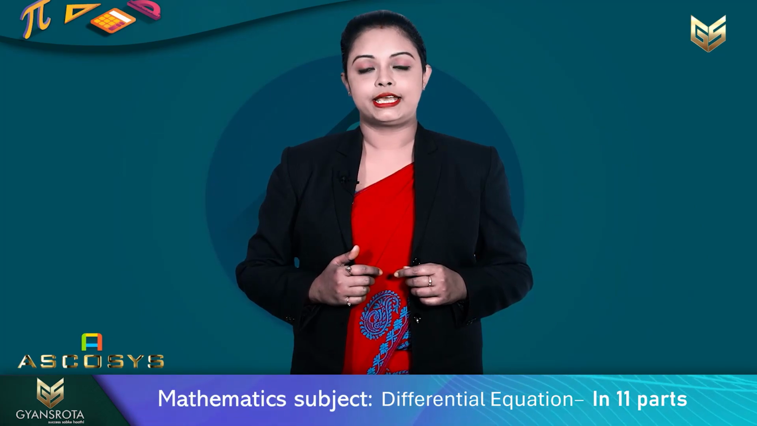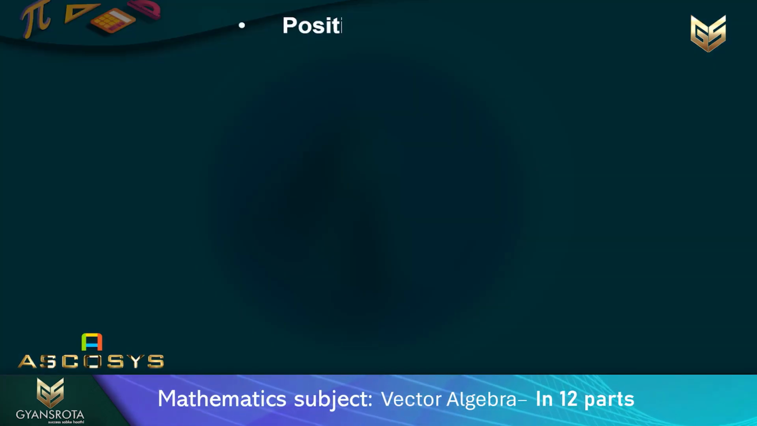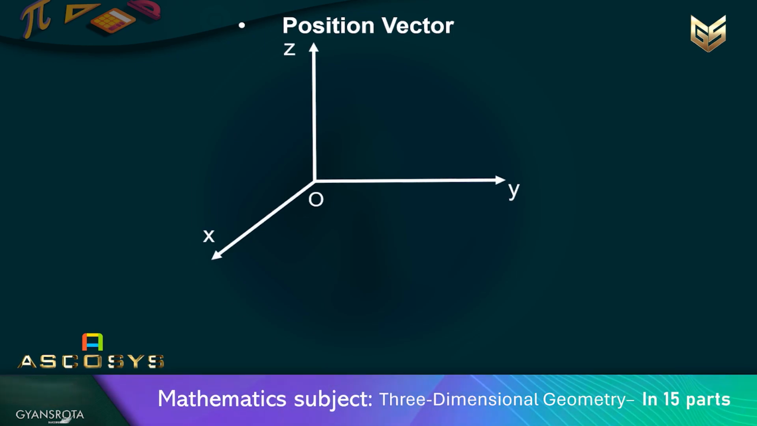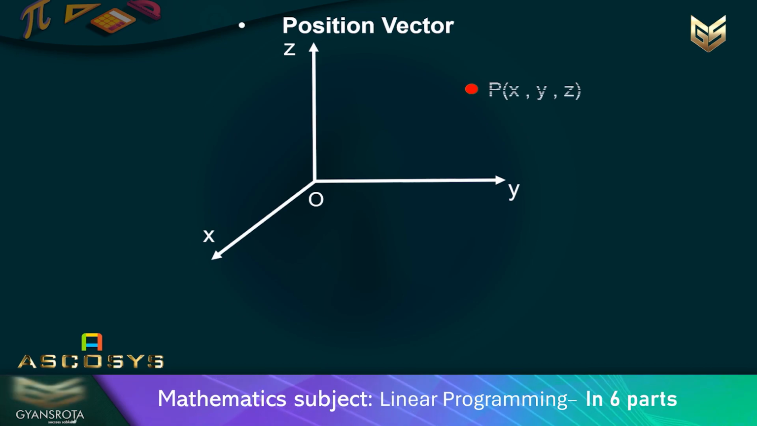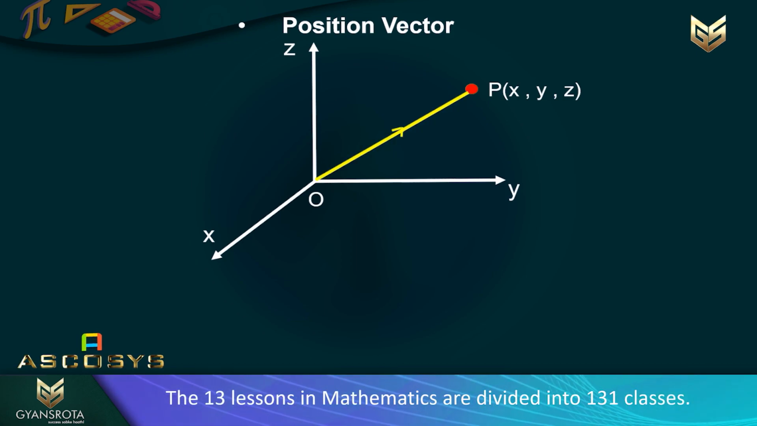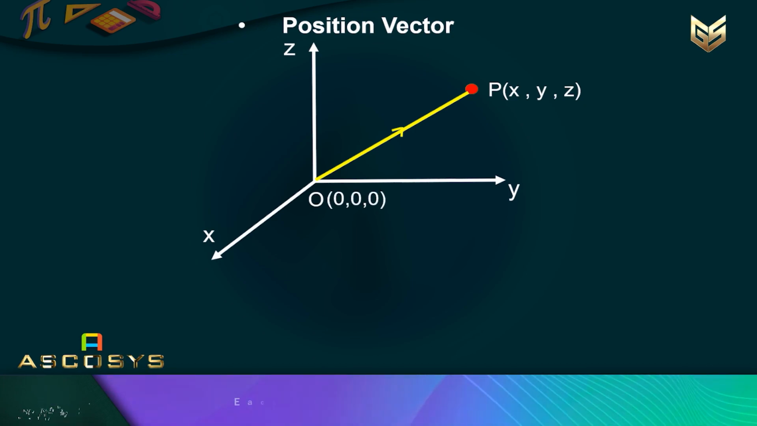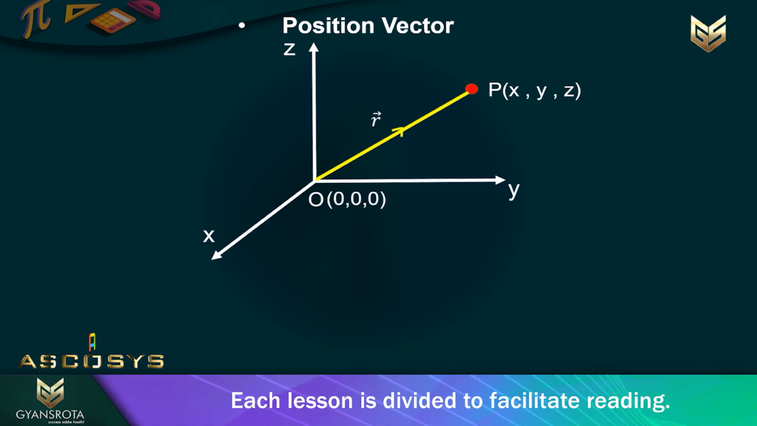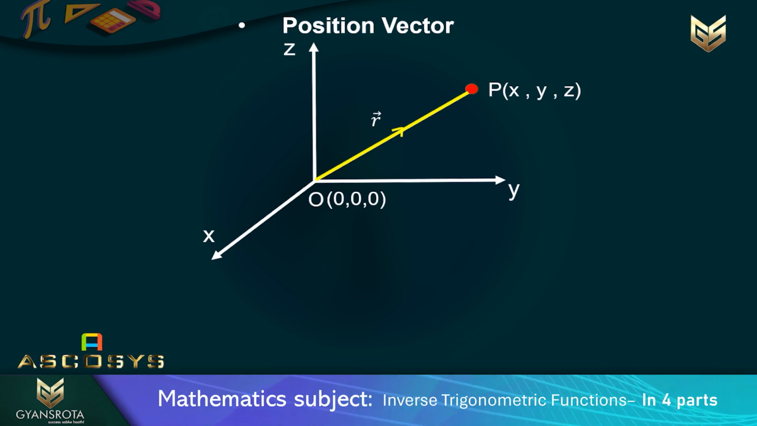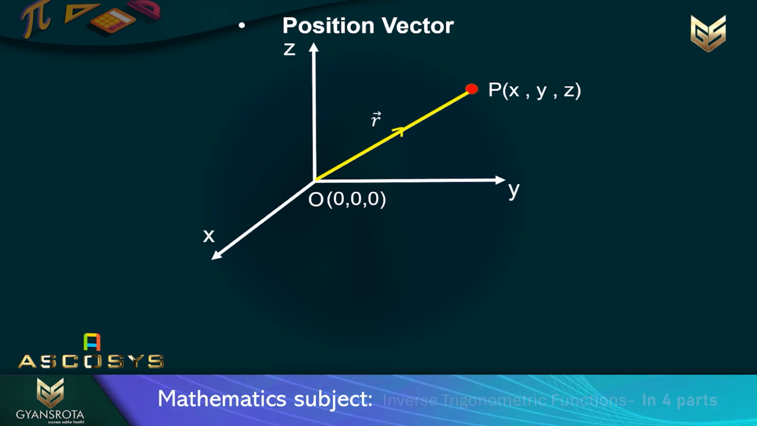Now let us understand another term, which is position vector. Suppose we have the three axes, the x-axis, y-axis and the z-axis, and we have a point P which is (x, y, z). Then this OP vector is also known as the position vector of P with respect to the origin O. Now we can find the magnitude of this position vector. That means we can find the length of this vector OP. How do we find the magnitude of this OP vector?